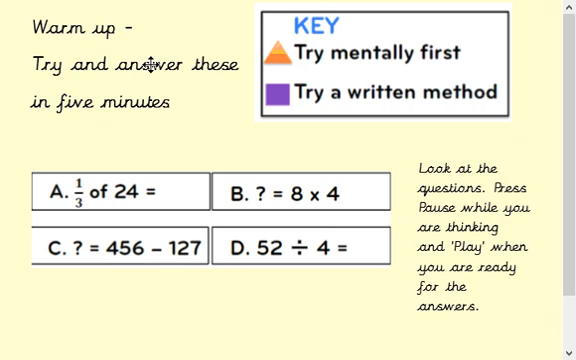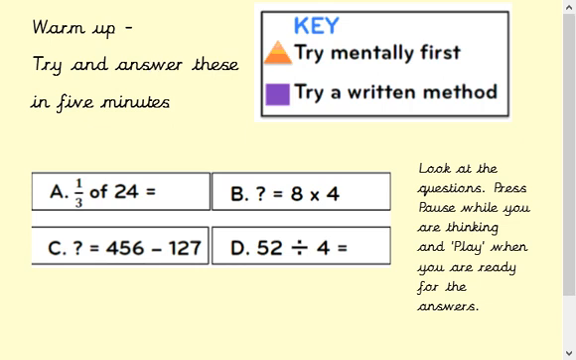Our warm-up this morning will be the same format as usual, except that there are no triangles or squares this morning. So as you're working through, have a look and think to yourself, which one of these, or which two of these could I do in my head, and which two do I need to use pencil and paper for? You've got 5 minutes as your target, as usual. If you finish before the 5 minutes, look for alternative methods. Press pause when you're working and play when you're ready for the answers.